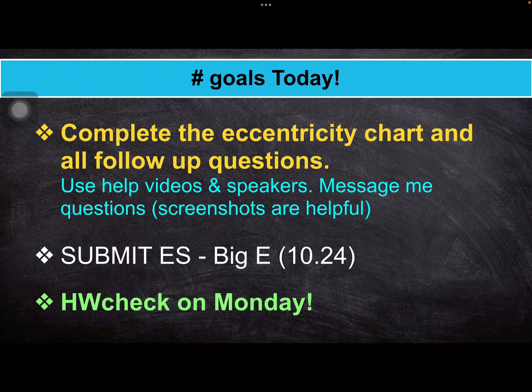So these are our goals today. I'm looking for those submissions to be rolling into Schoology as you finish up class. You got this.